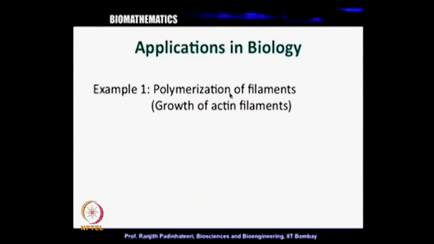for example, growth of actin filaments. So, as you might know, there are many filaments in biology. Actin is just one example. So, for those who are not familiar with actin, let me quickly tell what actin filaments are. Actin is a cytoskeletal polymer. It is a protein that polymerizes and becomes long filaments.